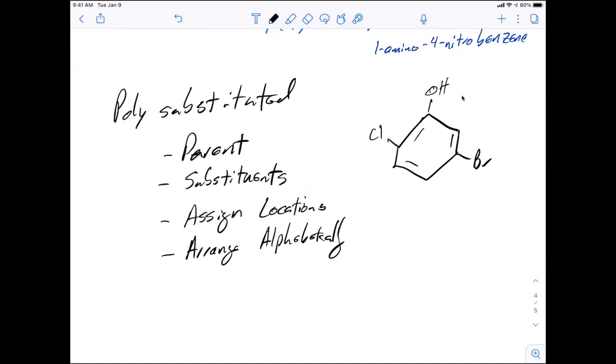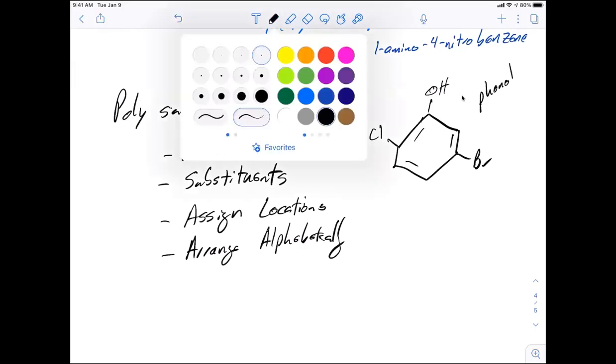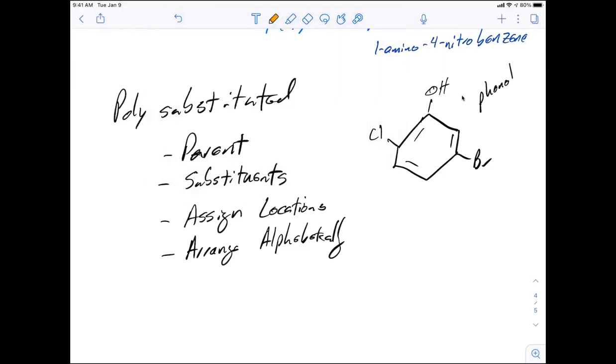So for this one, we've got the hydroxy group, the bromide and the chloride. Do we have a parent name with the hydroxy? Right, we can use phenol. So we can use our phenol. If we use phenol, that means this needs to become the 1 position. Right. My other substituents, going to step 2, are bromo and chloro.